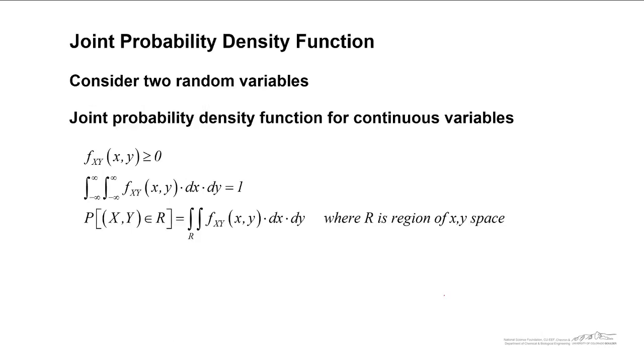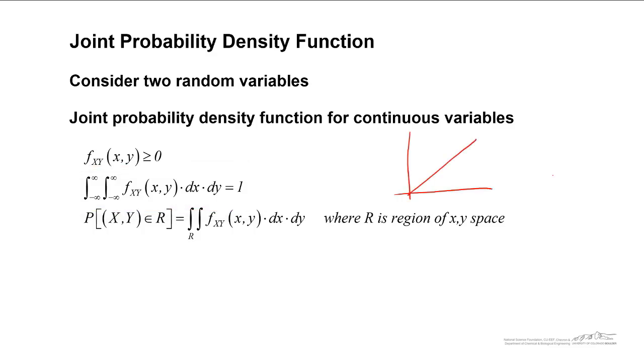We can do the same thing for a joint probability density function for continuous variables, density instead of mass. The joint probability density function always has to be greater than or equal to 0. Instead of double summation over all x's and y's, we take the double integral. So the double integral over x and y has to equal 1. The volume under the curve has to equal 1.